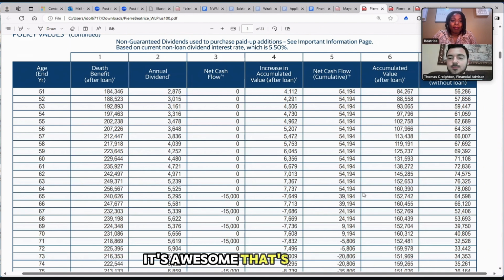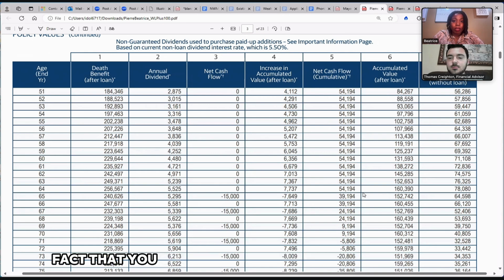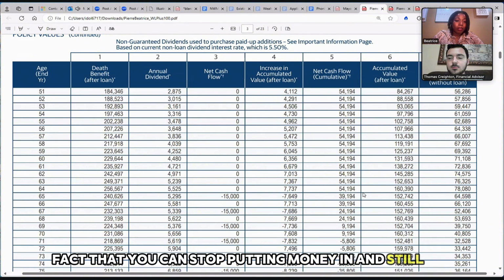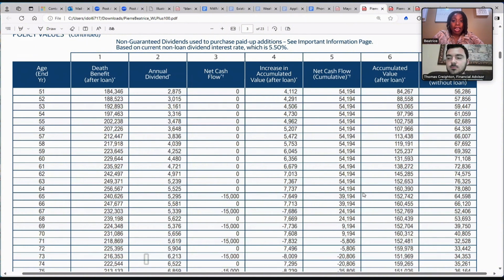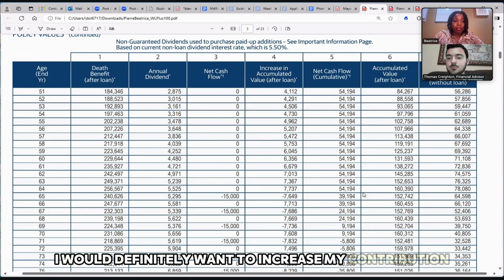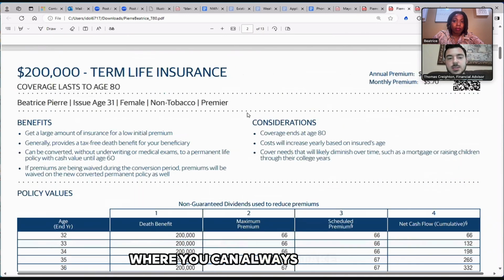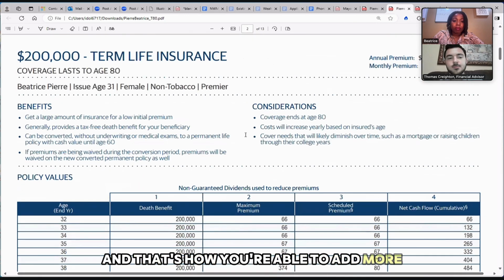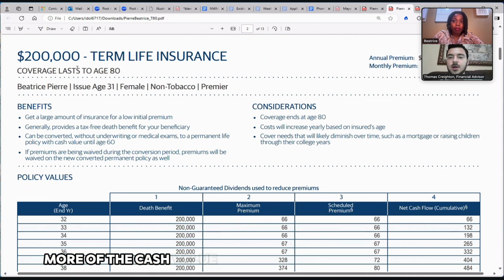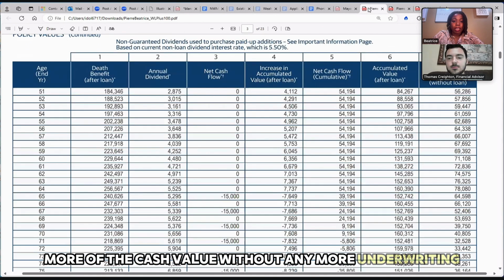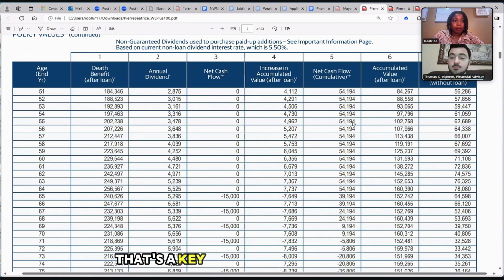That's awesome. That's, like I said, what really sold me, especially the fact that you can stop putting money in and still accumulate cash. For me, I know if my income increases, I would definitely want to increase my contribution. Yeah, and that's where, you know, you just have this term rider that you can always take, and that's how you're able to add more, because you switch some of this into more of the cash value without any more underwriting. Correct. But no, that's key. All you do is sign a form. You don't have to get your health evaluated at all.